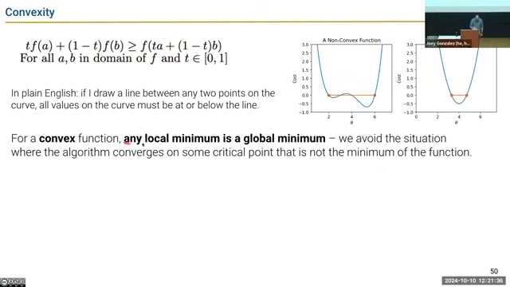So the nice thing is that any local minima of one of these things is a global minimum. So if I have a convex thing and I run this algorithm and I find a minima, I'm good. It is a minima. There's no better minima. It might be equivalent minima, but nothing better.